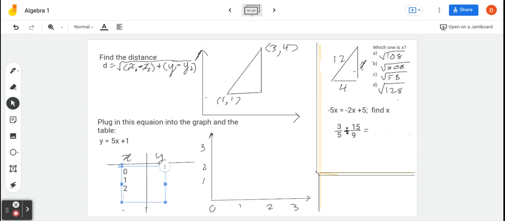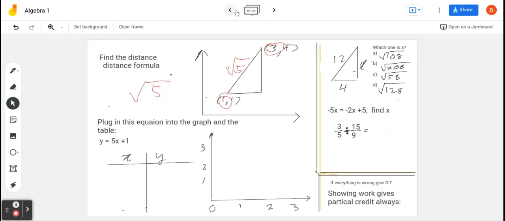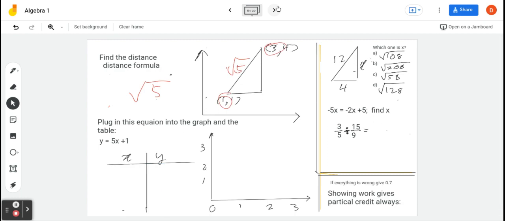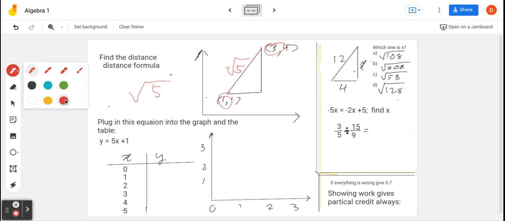0, 1, 2, 3, 4. You can get out of 5 here too if you want. Oh, that ruins everything. I mean, just label it 3, that's fine. So, if I gave this over here again, the answer to that would be in red.